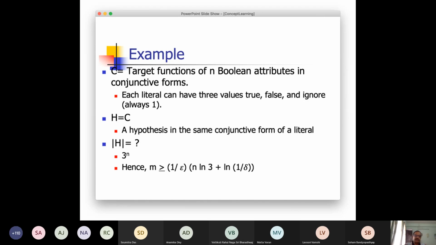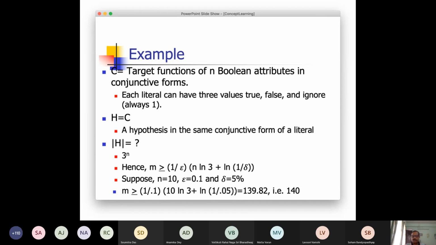So the hypothesis space size is 3 to the power n, and the size of the training set, for given epsilon, delta and n, should be greater than or equal to this, with these relationships. Suppose there are 10 Boolean attributes, the error is bounded by epsilon 0.1, and delta is 5%. Then you get m as 140, which is quite a small number compared to the kind of data I usually handle in machine learning. So it's a very simple case, for which we can see that with this number and with those characterizations and expectations, you can get a learner.